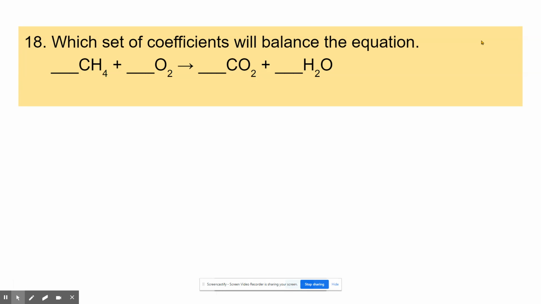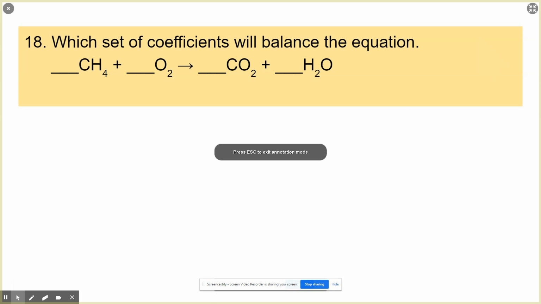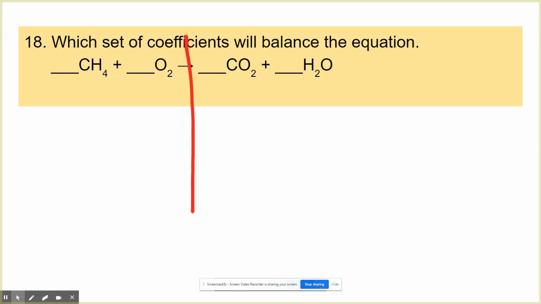All right, let's look at problem number 18. So the question is, which set of coefficients will balance the equation? To balance this equation, as always, the first thing you need to do is divide the equation on the arrow. And then you start counting the elements one by one.